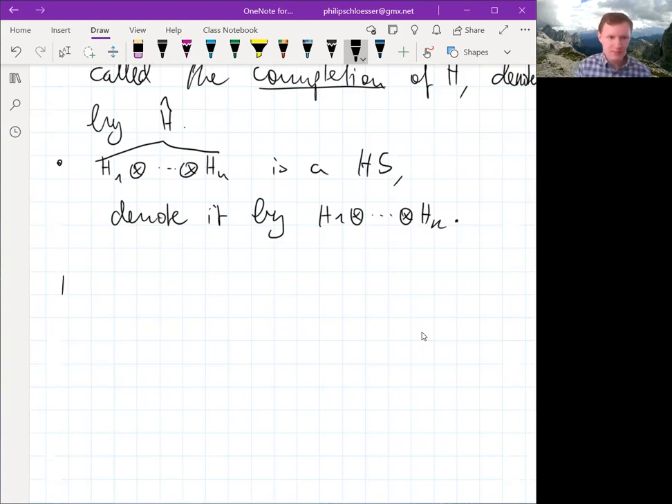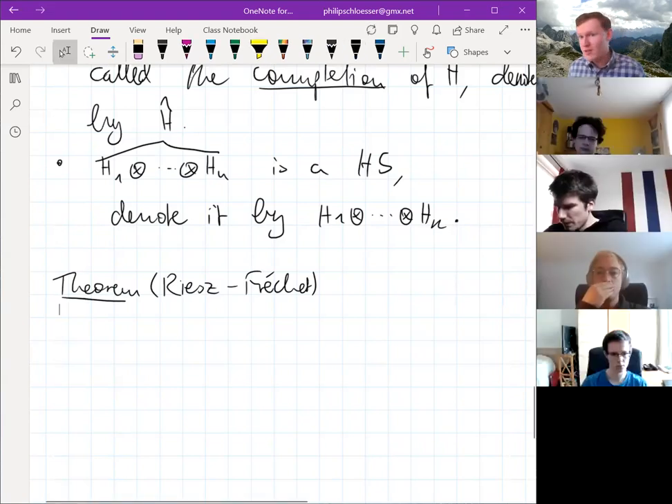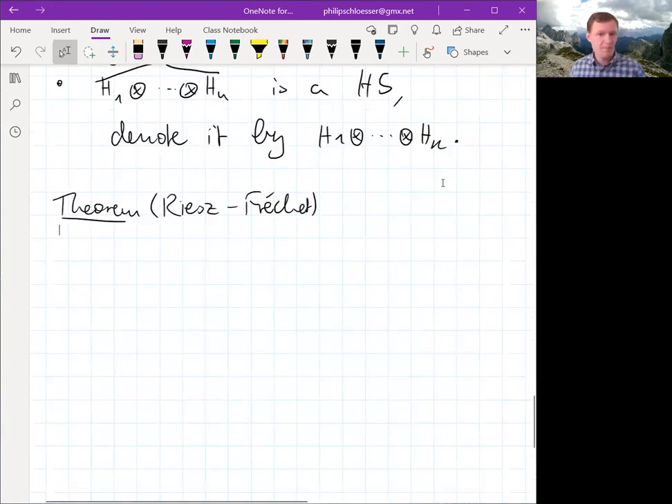Okay, now the big theorem that characterizes Hilbert spaces, called the Riesz Theorem, or Riesz representation, or just Riesz, or whatever. But anyway, everything is named after Riesz.